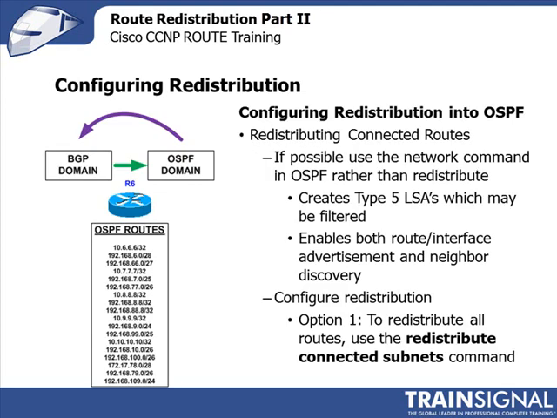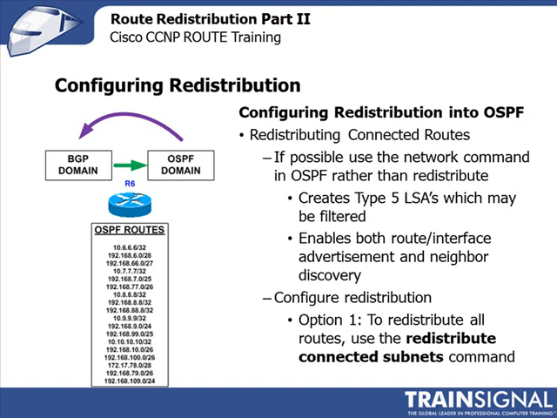So configuring route redistribution in OSPF, we're going to cover connected, static, BGP, EIGRP, and other OSPF processes and so forth. So for redistributing connected routes, if you have a choice, and you can, it's better to use the network command in OSPF rather than to redistribute. One of the reasons why is, if you recall, redistributed routes are considered external and Type 5 LSAs are created. And by the nature of certain types of areas, stub areas for example, they're going to be filtered. So it might be a lot easier just to use the network command because there'll be OSPF internal routes. And again, it enables route interface advertisement and neighbor discovery automatically.